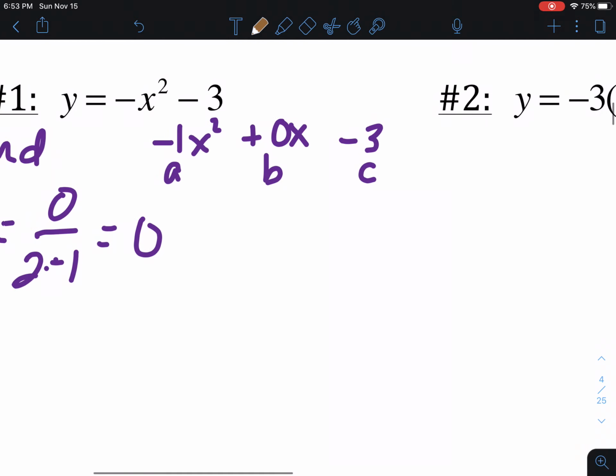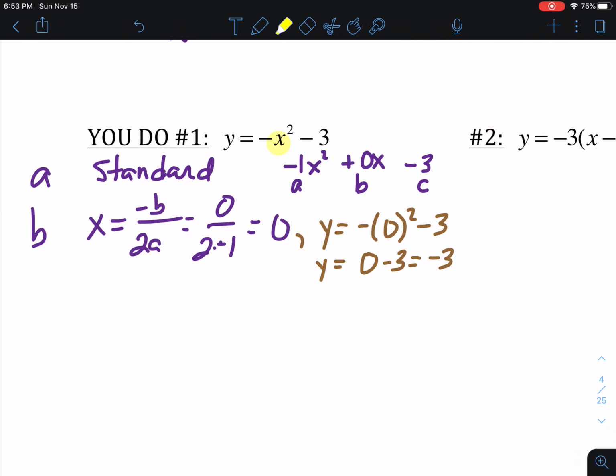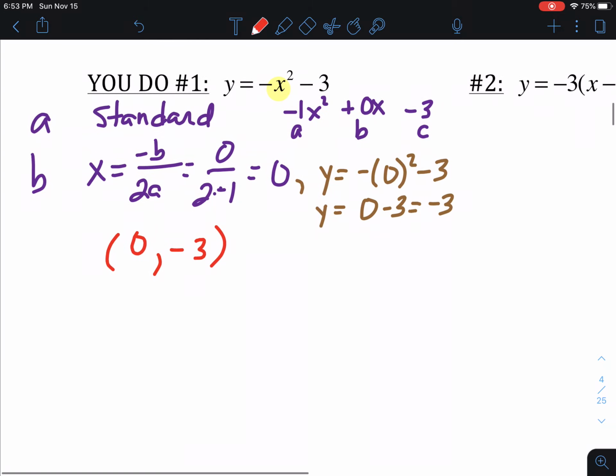And then the y coordinate, we're going to take the 0 and plug it in for the x here. So that would be -0 squared minus 3. 0 squared is just 0, and there's no such thing as a -0, so we'll call it 0 minus 3, which is -3. So your vertex is (0, -3). Okay, and a little shortcut, a little hint for the future: whenever your b is 0, the x coordinate of your vertex is always going to be 0.